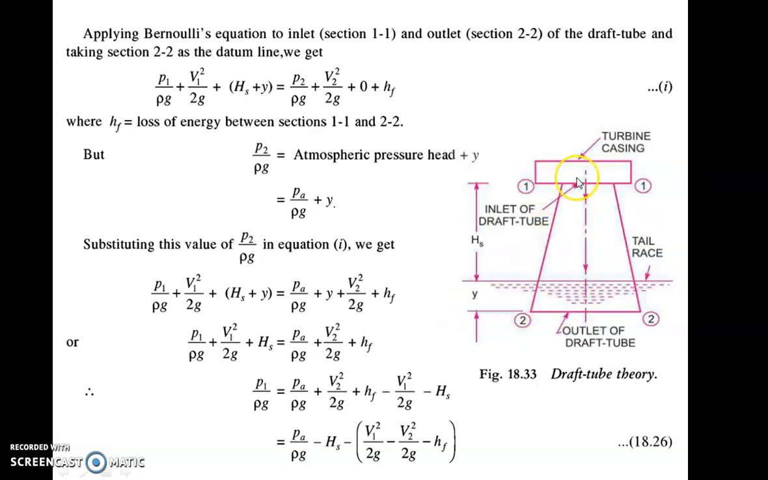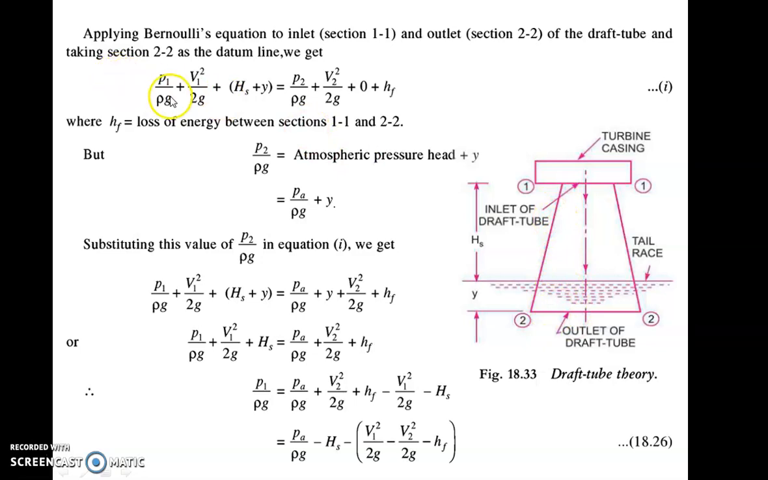So we are going to apply Bernoulli's equation between the outlet of the runner and the outlet of the draft tube. The outlet of the runner is point 1 and the outlet of the draft tube is point 2. Here the pressure is P1 and here the pressure is P2. So let us see the application of Bernoulli's equation. P1 by rho g plus V1 square by 2g plus Z1 is equal to P2 by rho g plus V2 square by 2g plus Z2 plus Hf, that is the loss across this draft tube.